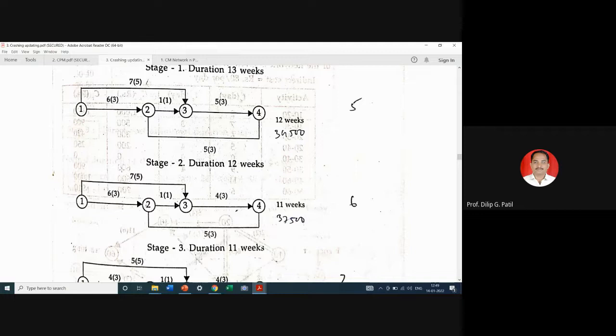का नाही घेऊ शकत? हे 3 वीकने करू शकतो. 6चं आपण 3 करू शकतो, म्हणजेच 3 वीकने क्रॅश करू शकतो. But here limitation is 5. So you can crash it by 2 weeks only. 7चं 5 करायचं म्हणजे 2 वीक्सने क्रॅश करू शकतो ना. So that is why there is limitation to crash this activity 1-3. So you have to crash combinedly 1-2 and 1-3 by 2 weeks.